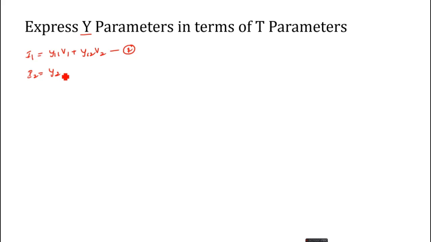I2 equals y21 v1 plus y22 v2. Call this equation number 2. Then write down t parameters.